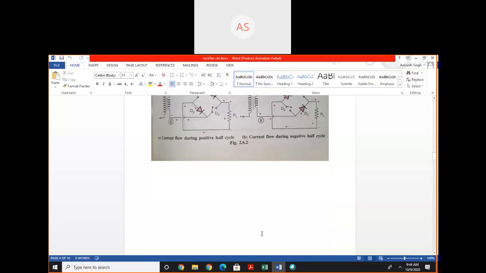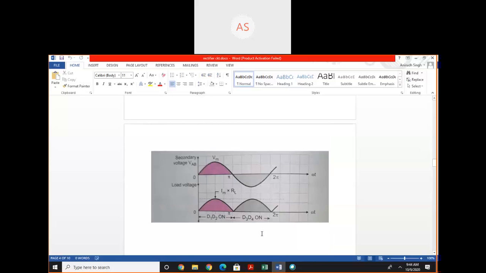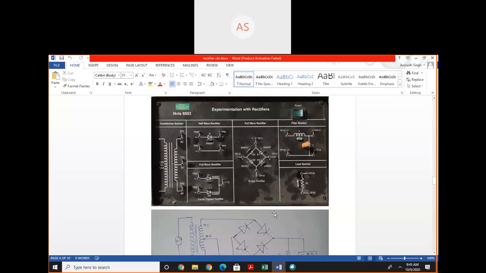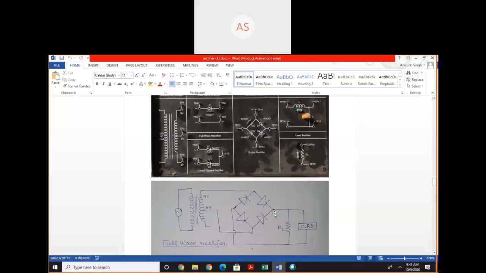So we get an output for the positive half cycle. For the negative half cycle, these two diodes act as an open circuit and these two diodes act as a short circuit. So current is flowing in this direction in the circuit and we get an output voltage. This is the input waveform and this is the output waveform.